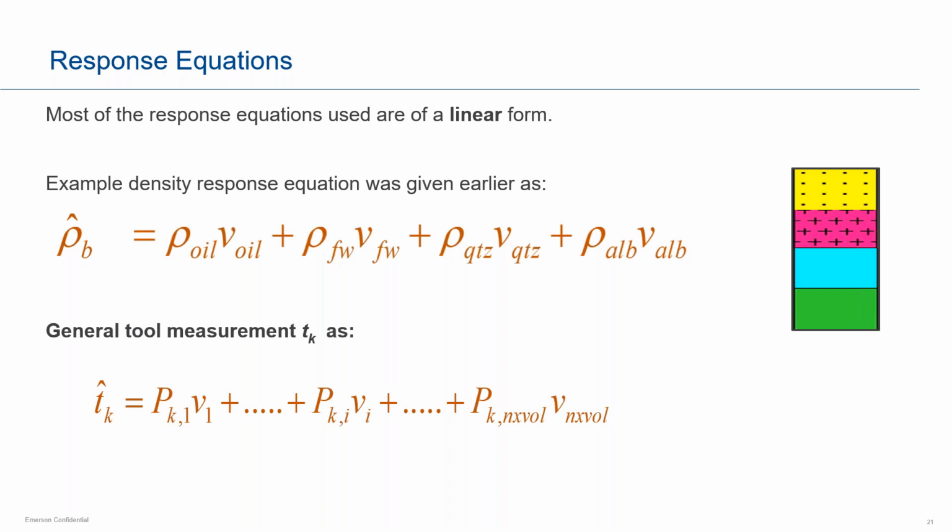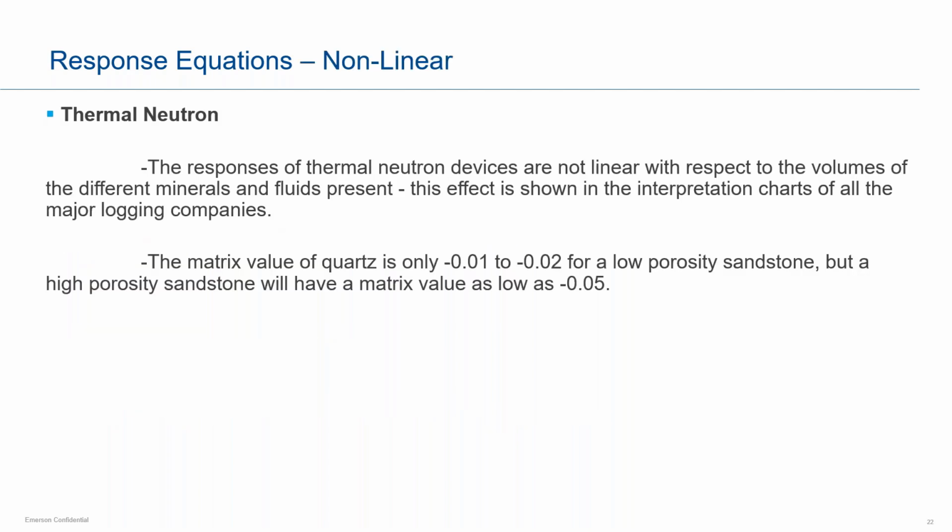That means a modeled tool response is a function of the volume of individual minerals or fluids and the property of those particular minerals or fluids. But there are some response equations which are non-linear. For example, thermal neutron. The response of thermal neutron devices is not linear with respect to the volume of different minerals and fluid present. This you can see in the interpretation charts of major logging service companies. Even for the matrix value, for a low porosity sandstone it is between negative 0.01 and negative 0.02, but for a high porosity sandstone, the matrix value is as low as negative 0.05.